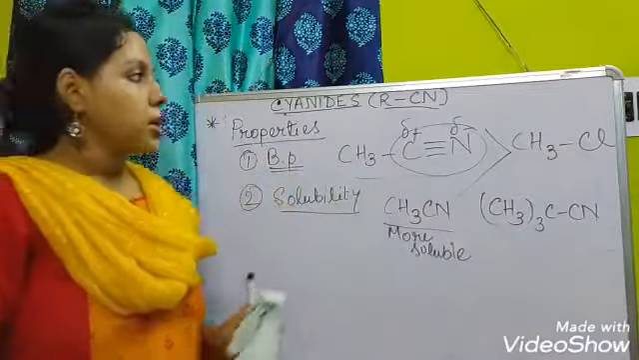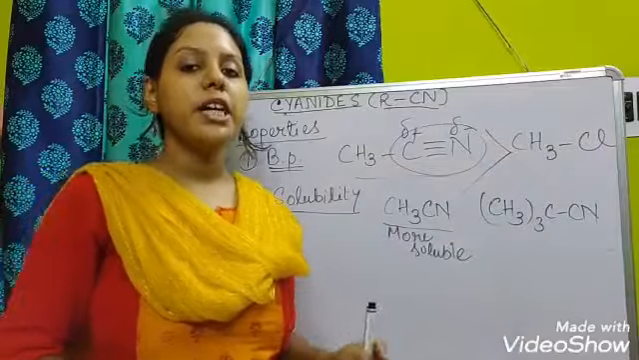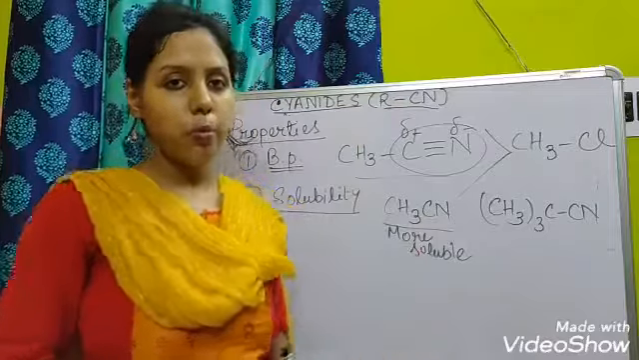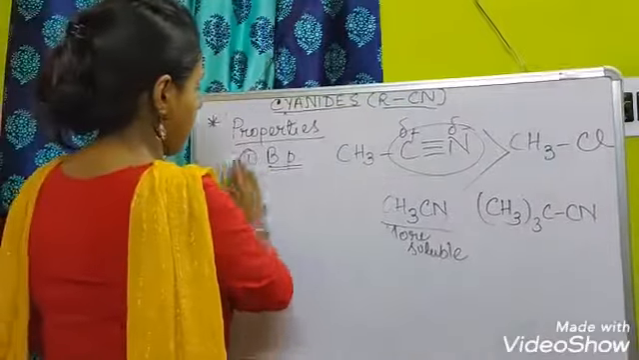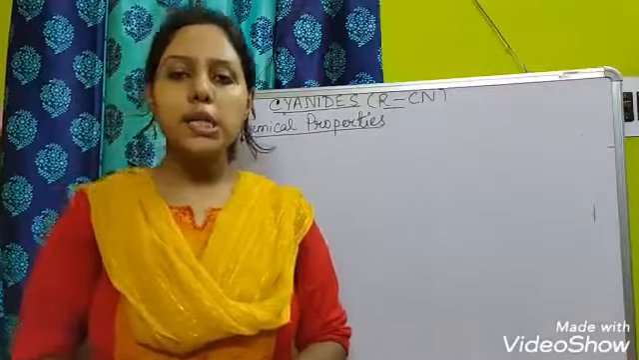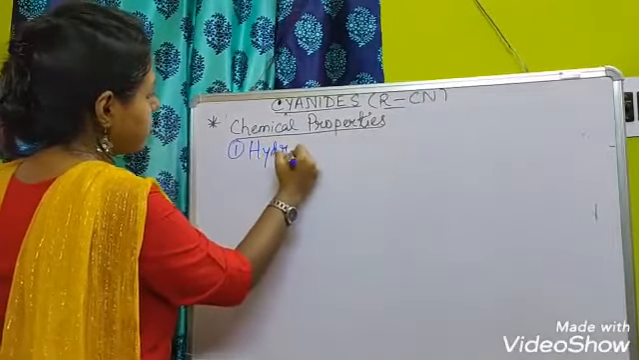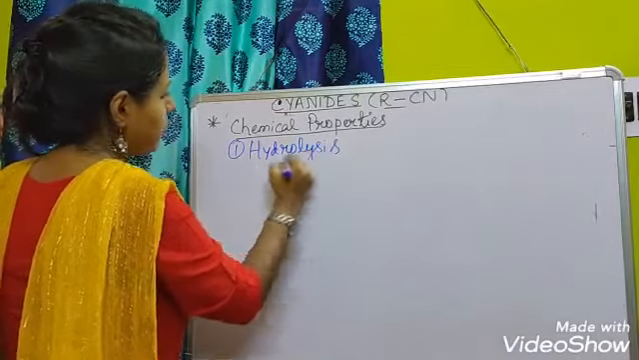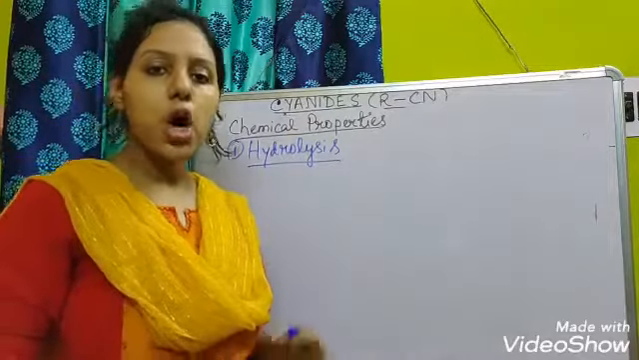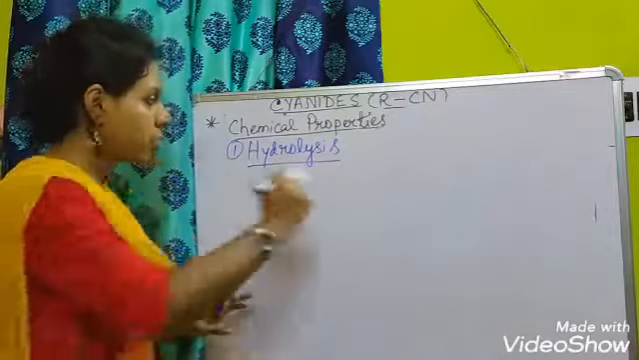Okay, clear? Okay, so the next point that I am discussing is the chemical properties. That means the chemical reactions that these cyanides undergo. So first we will learn here about the hydrolysis of cyanides. So the first point, hydrolysis. Okay. Now this hydrolysis can be complete hydrolysis or partial hydrolysis. So first we will learn here about the complete hydrolysis.